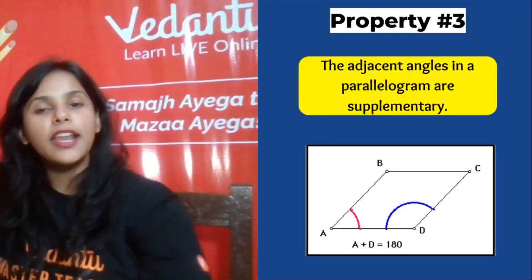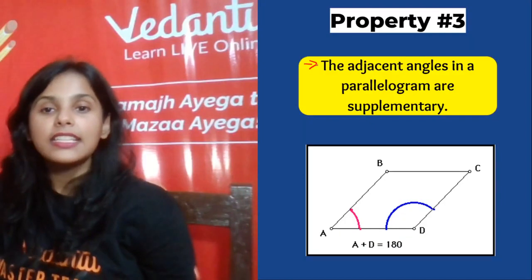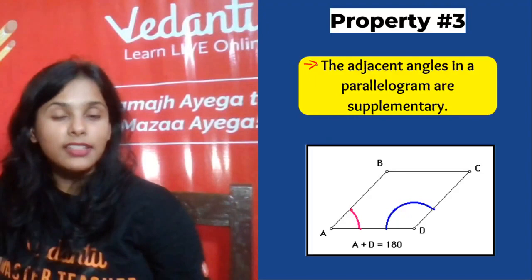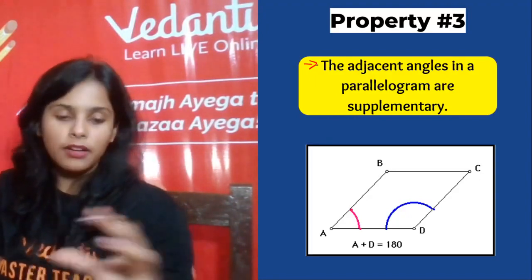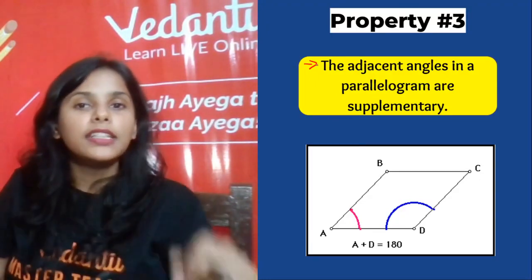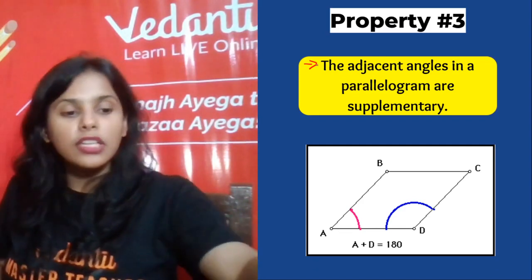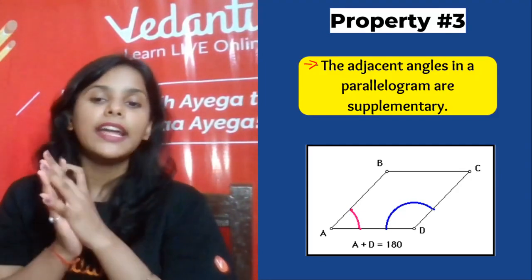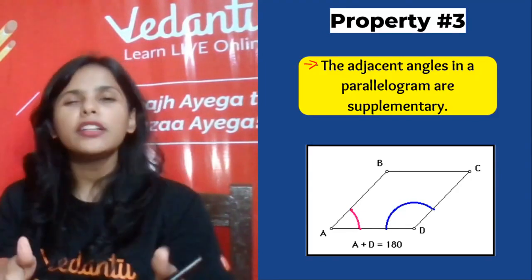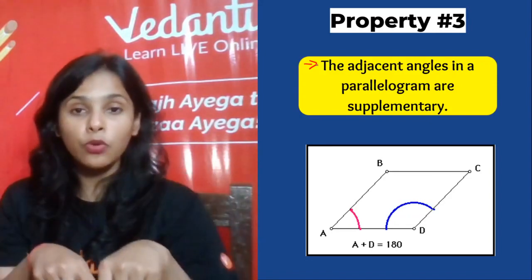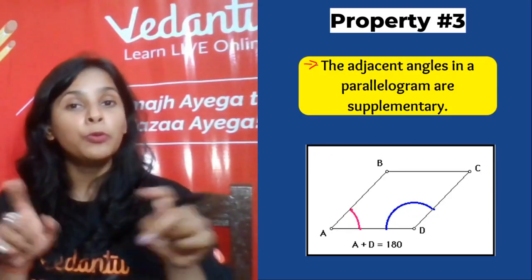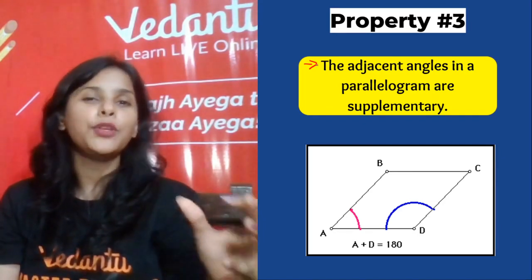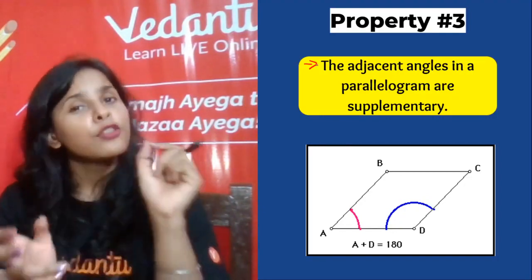Now the third property, let us quickly see. The adjacent angles in the parallelogram are supplementary. For this, we have already done an activity. Just take a piece of paper, cut out a parallelogram, measure the two adjacent angles and add them together. You will definitely get 180 degrees. You can try it at your home and do let me know in the comment section whether you were able to do it or not. Do at least try this. I know it's a lockdown period and you have a lot of time, so do try this activity.